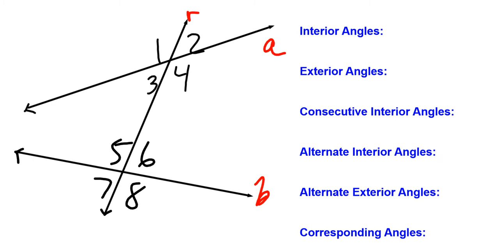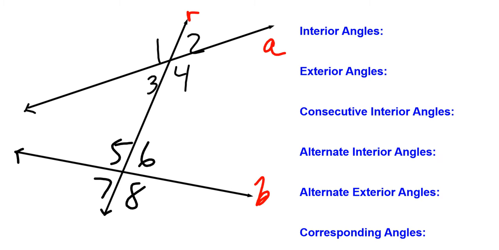Next, if I just wanted to identify some, my interior angles would be angles 3, 4, 5, and 6. My exterior angles are angles 1, 2, 7, and 8. My consecutive interior angles are angles 3 and 5, or angles 4 and 6. My alternate interior angles are angles 3 and 6, or angles 4 and 5. My alternate exterior angles are angles 1 and 8, or angles 2 and 7.